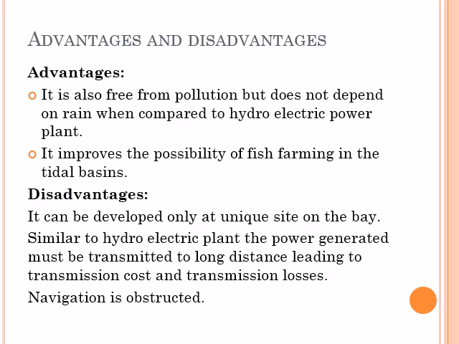Next are the advantages and the disadvantages. Advantages: it is also free from pollution, and it does not depend upon the rain when compared to hydroelectric power plants. It also improves the possibility of fish farming in the tidal basins. Disadvantages: it can be developed only at a unique site on the bay, similar to hydroelectric power plants. The power generated must be transmitted over a long distance, leading to transmission cost and transmission losses, and navigation is obstructed. Thank you.